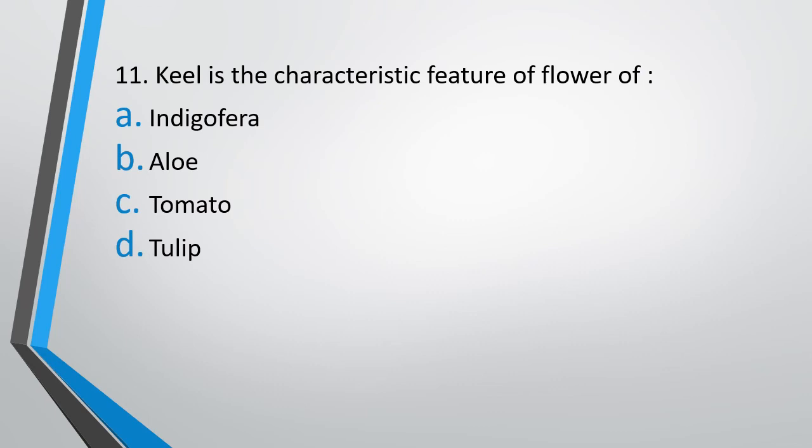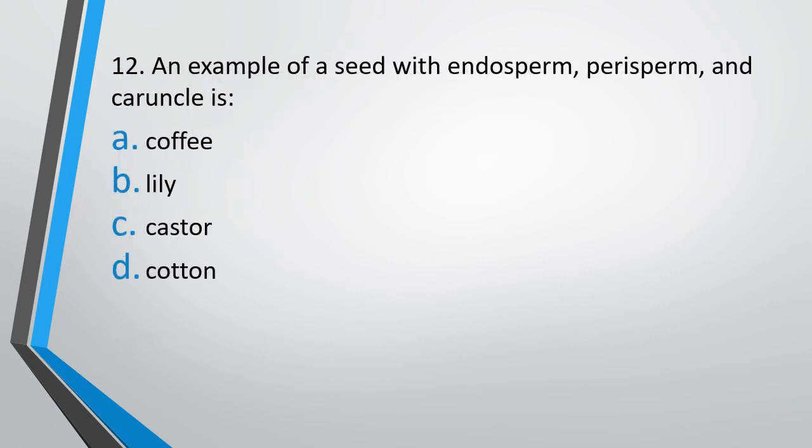Question number 11. Keel is the characteristic feature of the flower of Indigofera, aloe, tomato, or tulip. The correct answer is option A, Indigofera. Question number 12. Example of a seed with endosperm, perisperm, and caruncle is coffee, lily, castor, cotton. The correct answer is option C, castor.